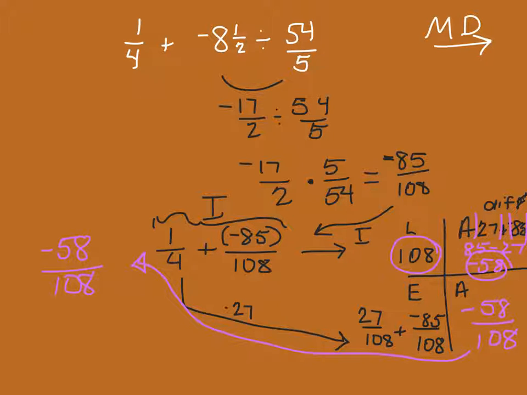Half of 58. Well, half of 50 is 25. Half of 8 is 4. So that means my numerator is going to be negative 29, because that's 25 plus 4 more. Half of 108. Half of 100 is 50. Half of 8 is 4. So my denominator is 54. And there is my final answer, negative 29 54ths.